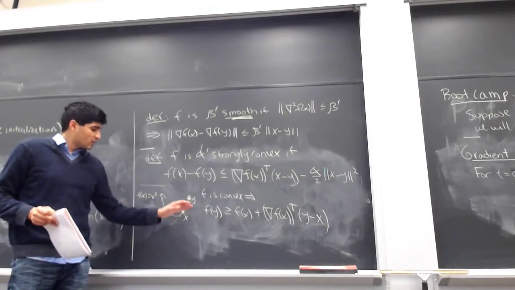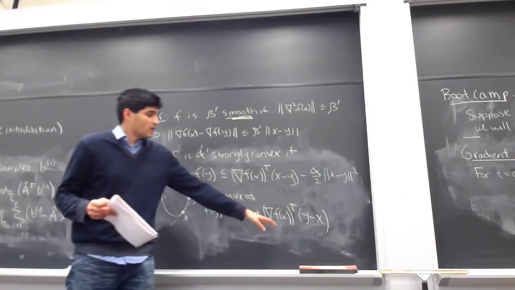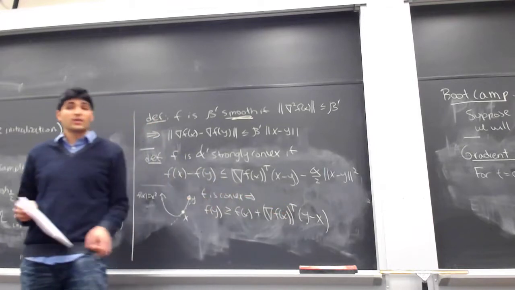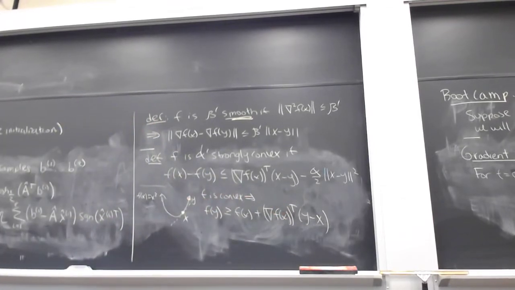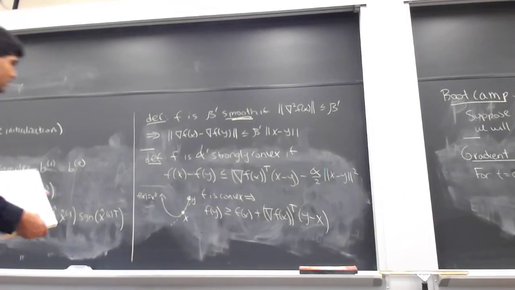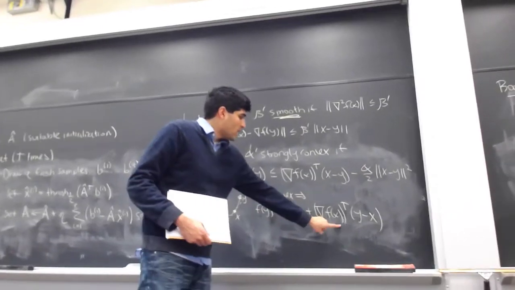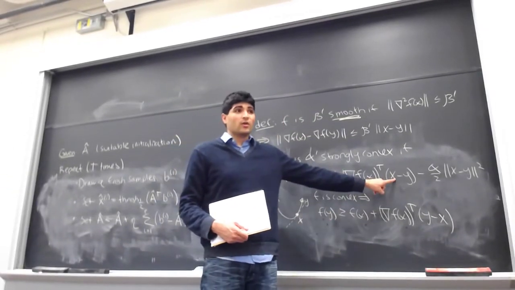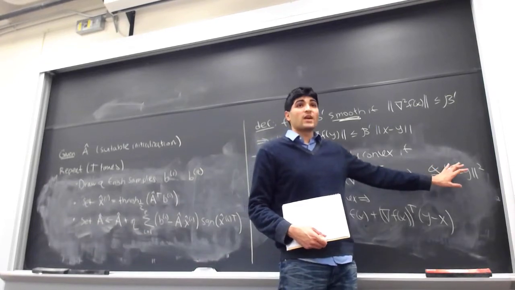A lot of times, you can even work with subgradients, and this will still be true: you take any subgradient and take its inner product with the direction you're moving in, that plus the function value at the point you started from is a lower bound. So if you think about this, what this implies then is I pull the y over to the other side and switch the order, and with alpha equals 0, this is just the statement of convexity.